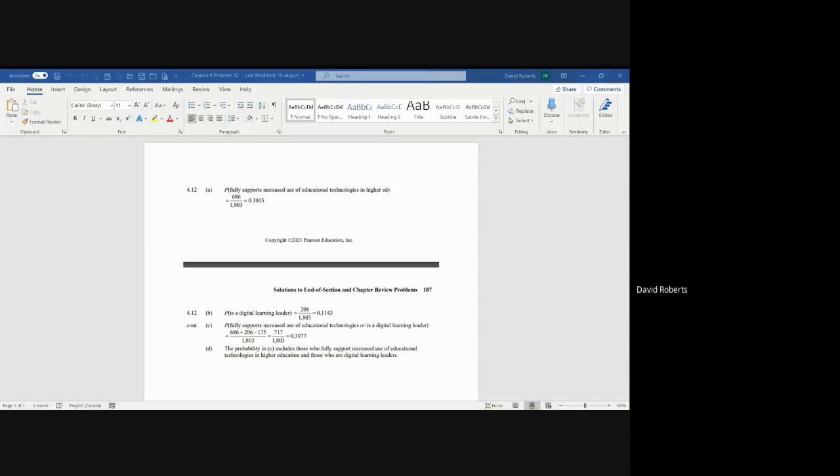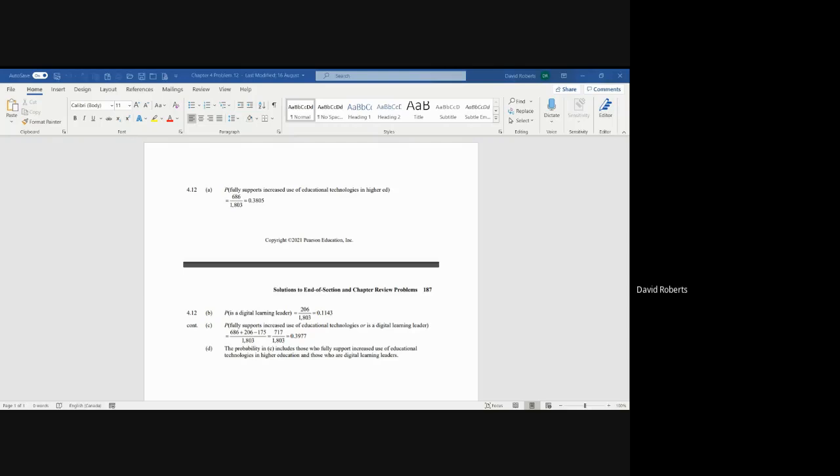Welcome to problem 4.12 on page 160. Chapter 4 has to do with a brief introduction to probability. In this particular case, we have a simple, what's called 2 by 2. There's 2 rows and 2 columns of data that's been collected between 1,803 academic professionals, looking at the support for digital learning.